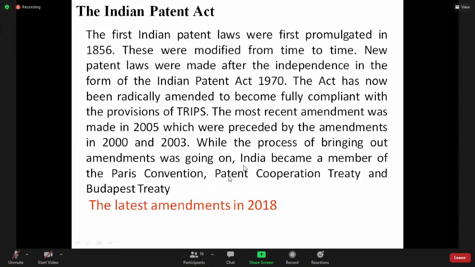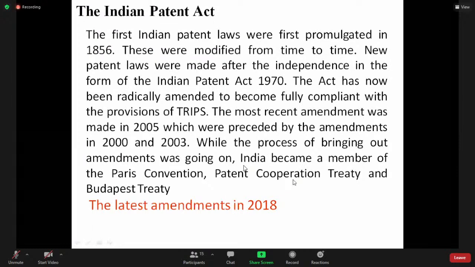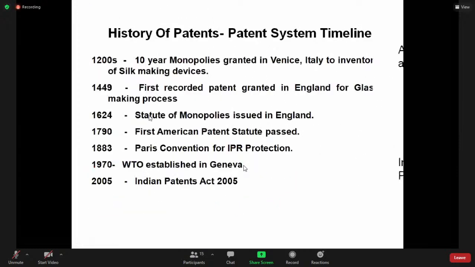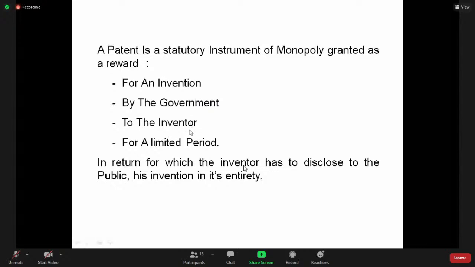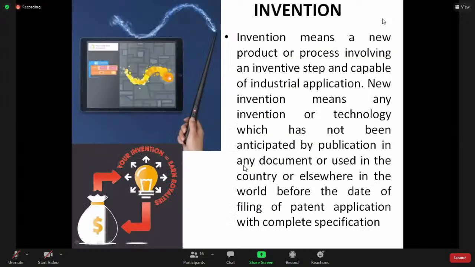So it is also known as the PCT. We will discuss it afterwards. So in patent, one thing is important, as we have seen, there is one invention, a government, an inventor, and a limited period. So what is the invention? It is an important thing. Invention means a new product or process involving an inventive step and capable of industrial application.